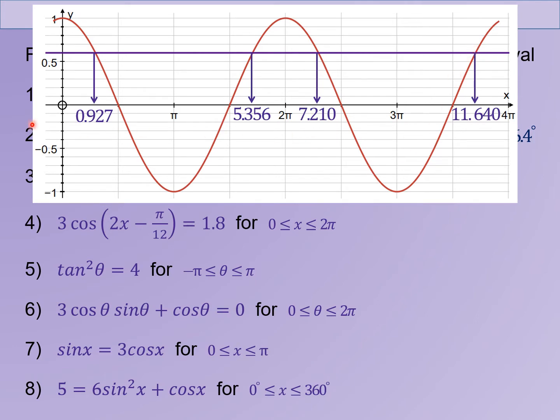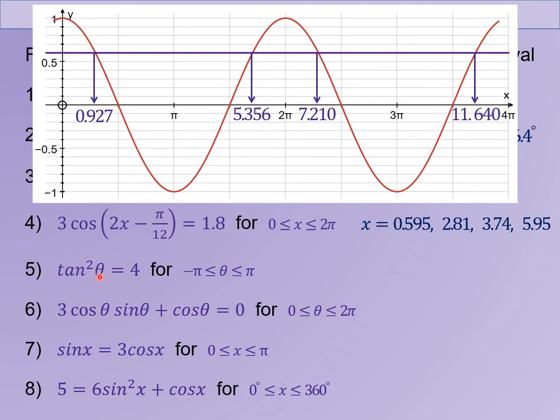Now these values are what 2x minus pi over 12 equal. So therefore I still need to add pi over 12 to each of them and then divide by 2 to get me the values within the range from 0 to 2 pi. Okay.